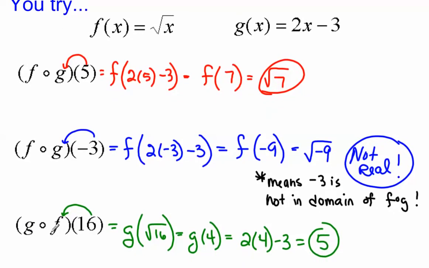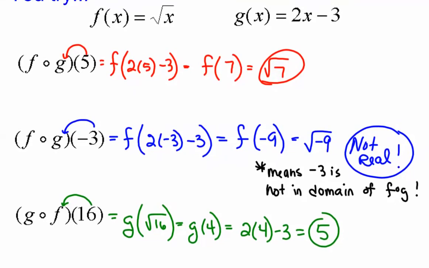What about g of f of 16? Now you notice I switched the order here. So 16 is first going to go into whatever f is, the square root function. Square root of 16 would be a 4. So now I'm going to take g of the 4. I'm done with the 16. G of the 4, I'm going to put that in up here. 2 times 4 minus 3, and we get a 5.